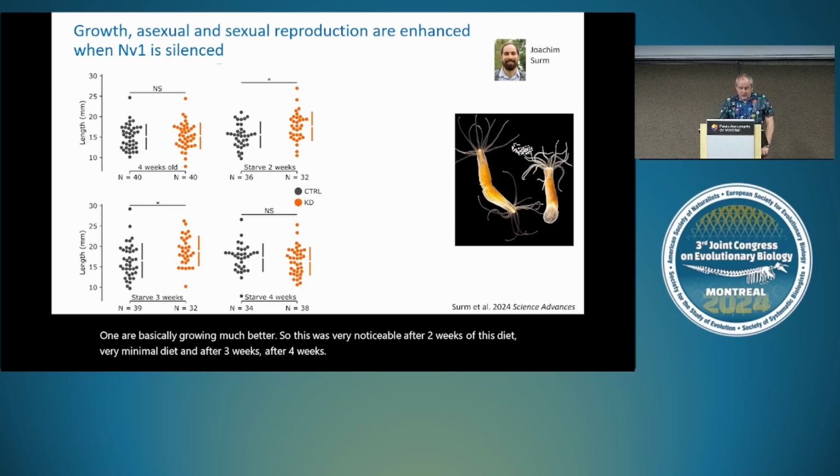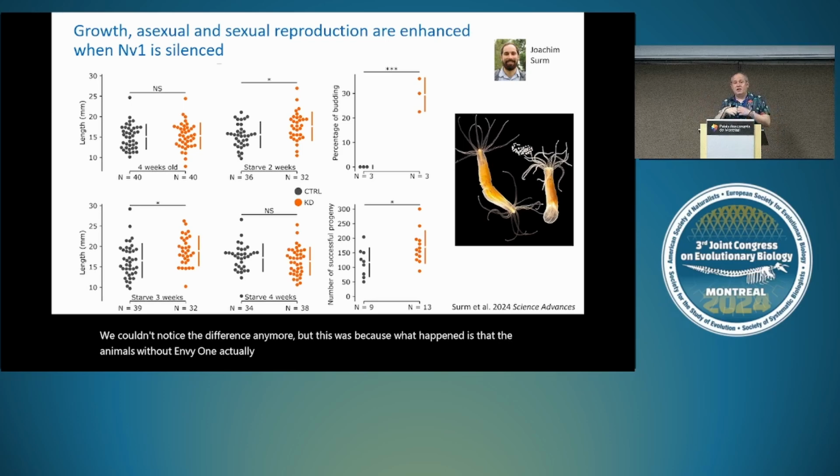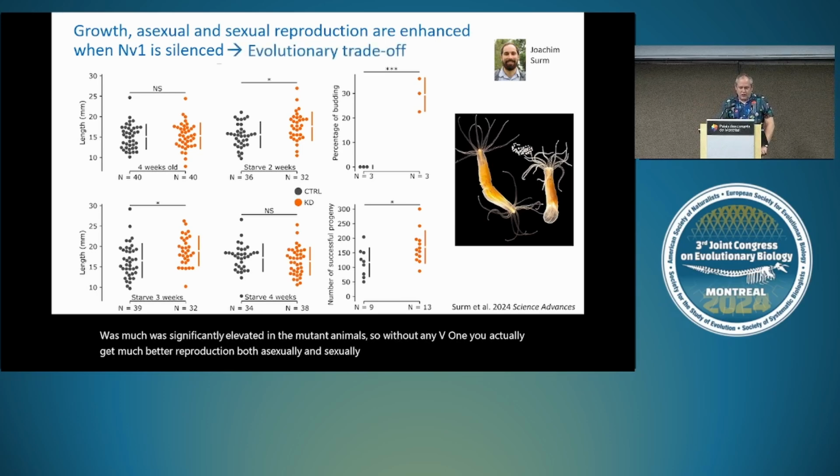And after 3 weeks, after 4 weeks, we couldn't notice a difference anymore, but this was because the animals without NV1 actually split. They basically divided asexually into 2 anemones each, and this happened in a huge difference compared to the control line. And also sexual reproduction, which happens in the Nematostella, was significantly elevated in the mutant animals. So without NV1, you actually get much better reproduction, both asexually and sexually, and this is clearly a trade-off. So that's an evolution trade-off between making venom and making progeny.